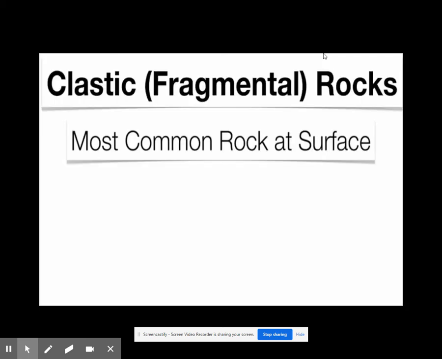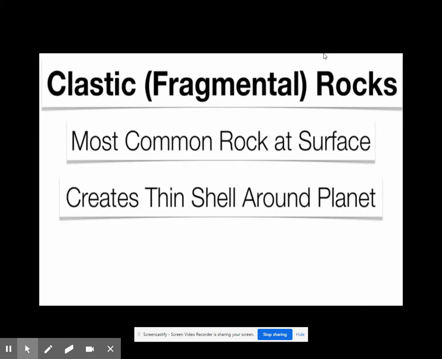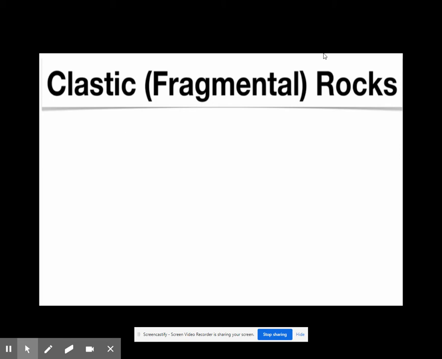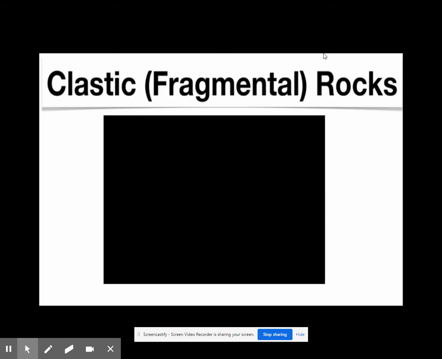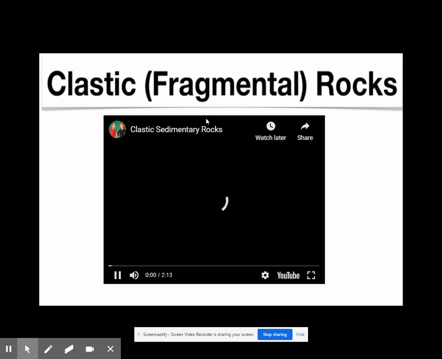All right, so clastic fragmental rocks are the most common rock at the Earth's surface, and most of New York State is covered in clastic fragmental rock. It's made up of pieces of other rock that was worn down. In fact, around the whole planet, it creates a thin shell that is part of what we call the lithosphere. So, all right, here's another thing about these guys. Let's take a look. Short video.